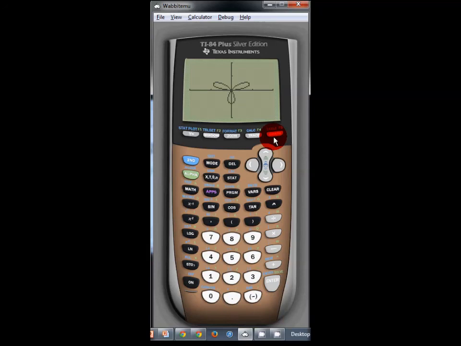So you can do the same graph using your TI if you don't have a computer in front of you or a Chromebook or a smartphone. You can still do this. It means you could do this on a test.